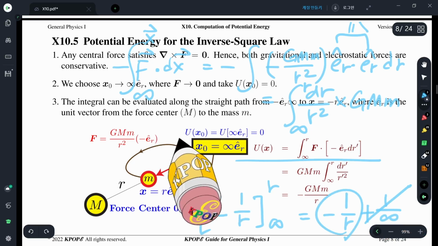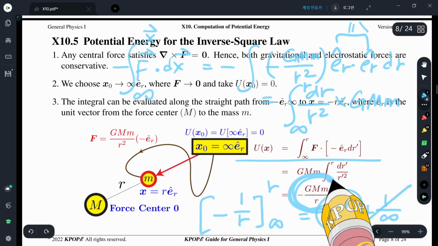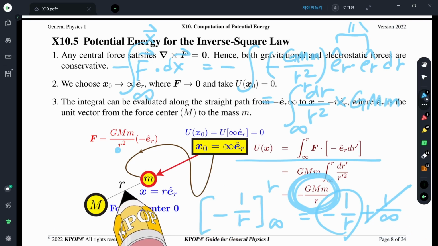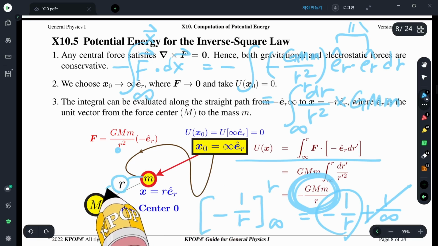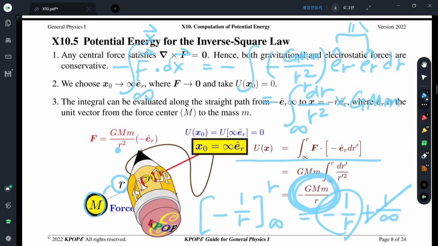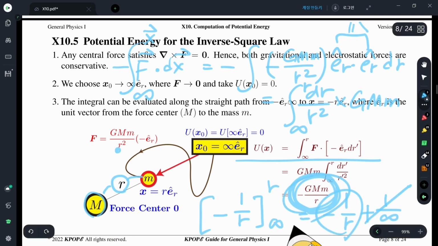So this is the answer, as I expected: the gravitational potential energy of a particle of small mass m, at a distance r from another particle of capital mass M, is this. It is negative.